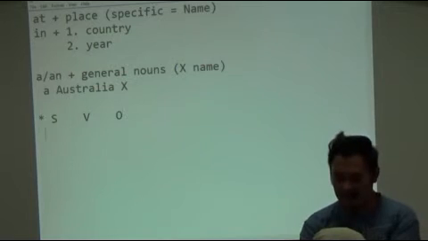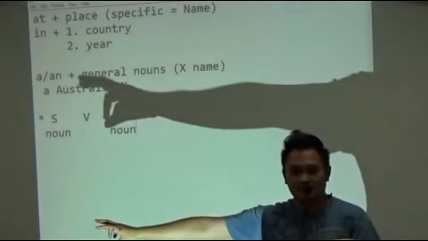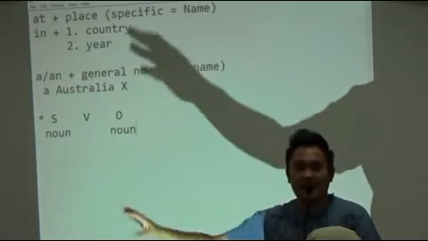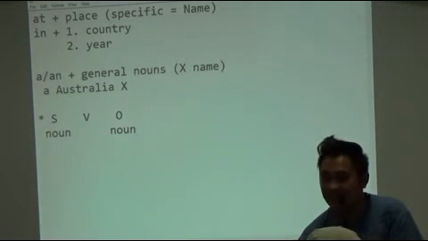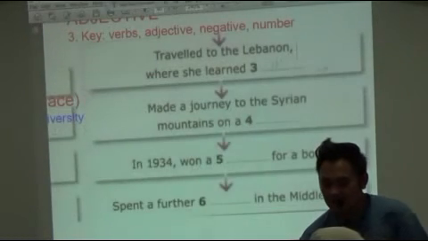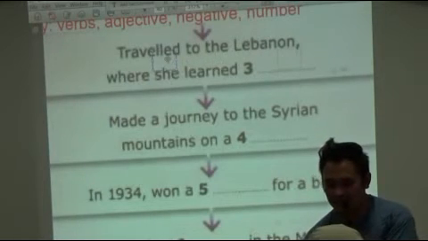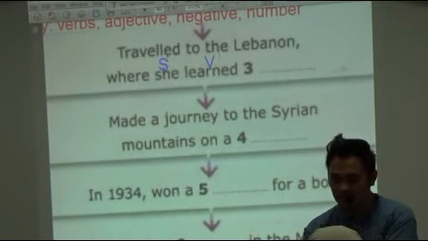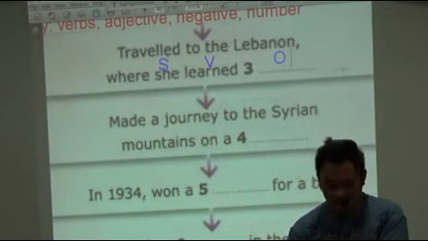We know in English S is always a noun and object is always a noun form. Do you understand? Everybody say subject. One more time. Subject. Subject. Object. Object. Noun. Noun. Okay. Let's have a look at the question here. "She traveled to Lebanon. She learned blank." She, subject, learned, verb, O. S, V, O. What are we looking for? Now, very good.